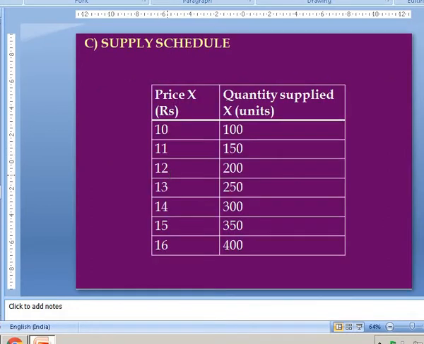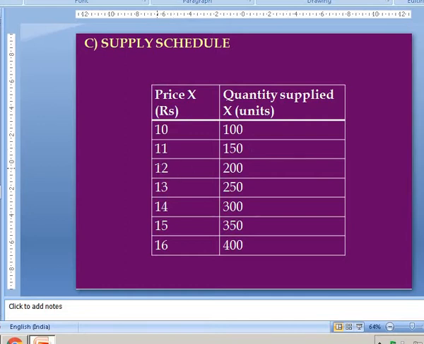The next is your schedule, and this schedule is basically a tabular representation of the relationship between supply and price. As we know, supply depends on price. So at every level of price, how much is the quantity of the commodity that the producer is willing to offer for sale? Going by the schedule, we know that at rupees 10, the producer is willing to supply 100 units. At price 11, he is willing to supply 150.